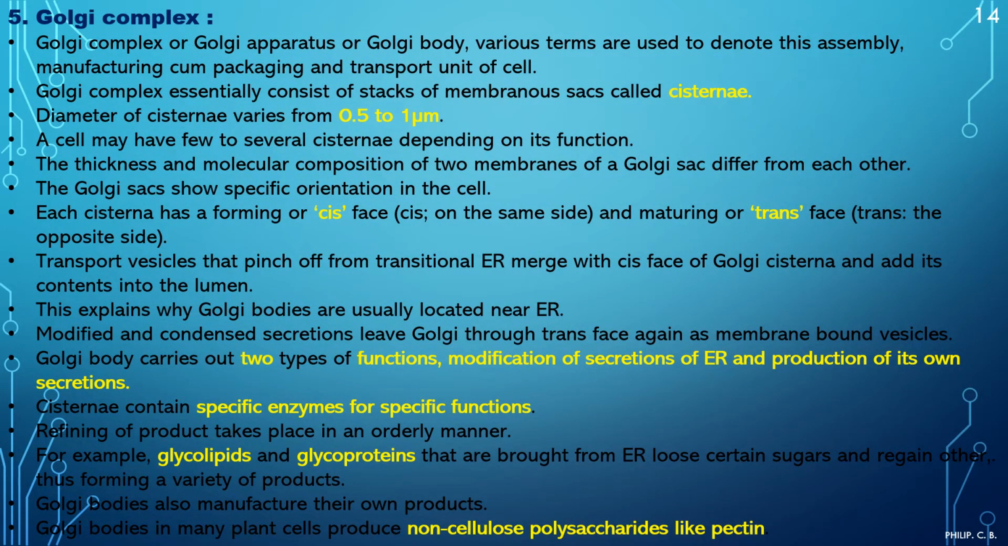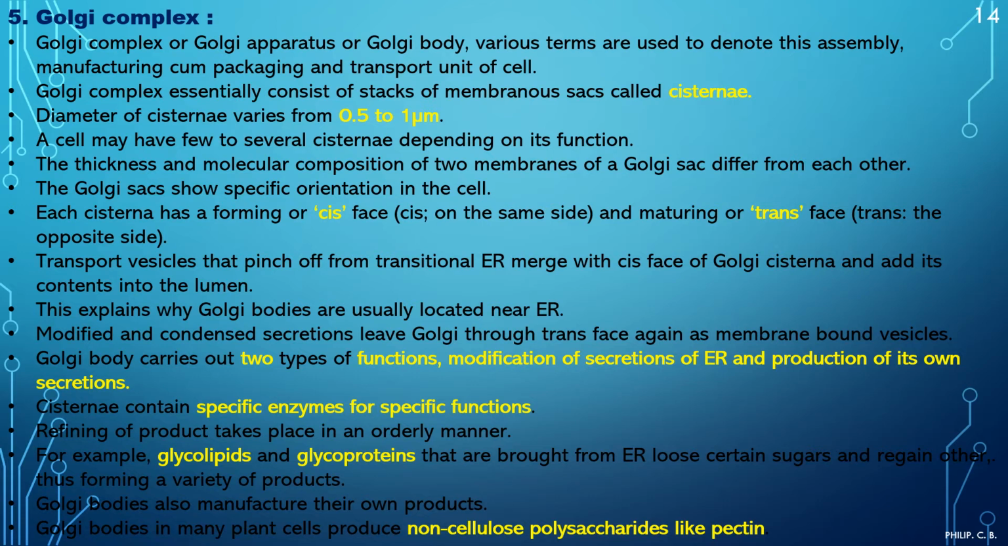Now, next, the Golgi complex. Golgi complex, Golgi apparatus or Golgi body, different names. Various terms are used to denote this assembly, manufacturing, packaging and transport unit of cells. What is this? Manufacturing, packaging and transport unit.